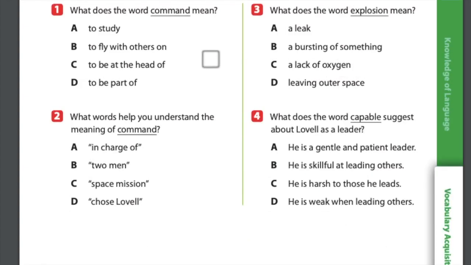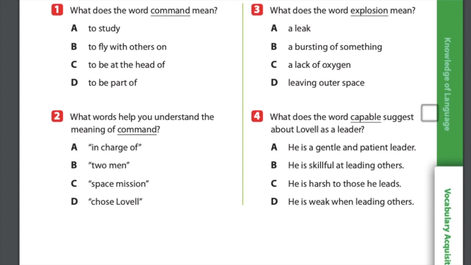Question number 1. What does the word command mean? To study? To fly with others on? To be at the head of? To be a part of? Number 2. What words help you to understand the meaning of command? In charge of, two men, space mission, or chose Lovell? Number 3. What does the word explosion mean? To leak, a bursting of something, a lack of oxygen, leaving outer space.